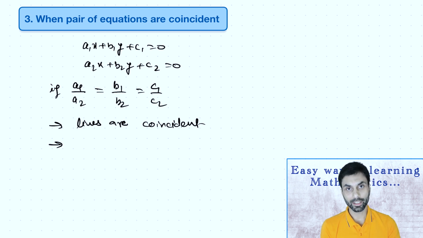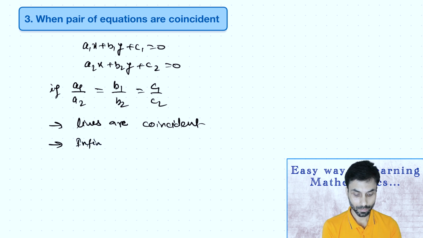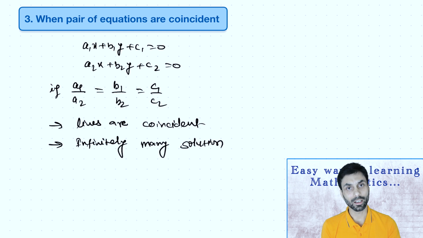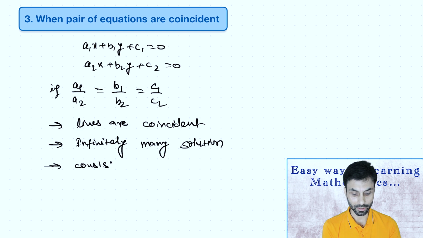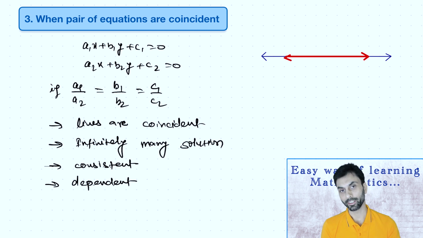Since lines are coincident, we can also have infinitely many common points, and so it will have infinitely many solutions. And since it has infinitely many solutions, we can say it is consistent. And in this case, one more special thing we'll observe is that the pair of equations are dependent. Let's summarize all the three conditions together.